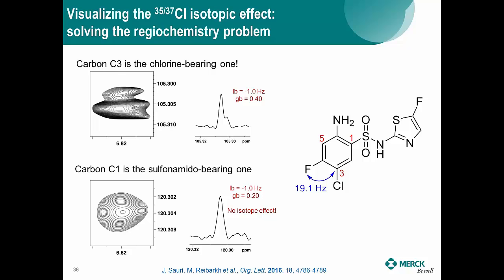Now, because the carbon at 105 has a large splitting of 19.1 Hertz due to the carbon-fluorine coupling constant, we know that this carbon is two bonds away from the fluorine, so we know that the compound is the one with the fluorine and the chlorine ortho to each other.